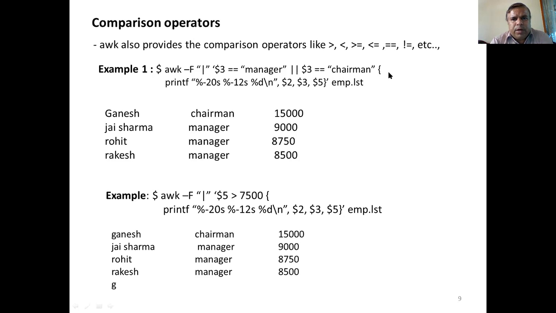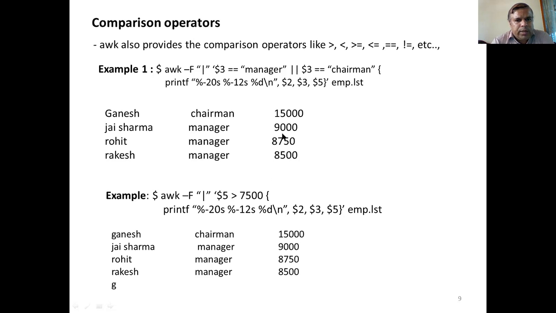And what is the action part? Enclosed in curly braces. You want to print the output in a certain format. Which fields do you want to print? The second field, third field, and fifth field. The second field is the name field, the third field is the designation field, and the fifth field is the salary field. In a certain format: the second field 20 characters wide, the third field 12 characters wide, and the fifth field an integer. So here is the output.